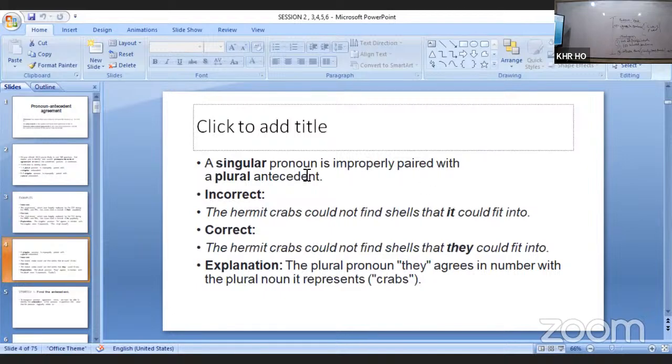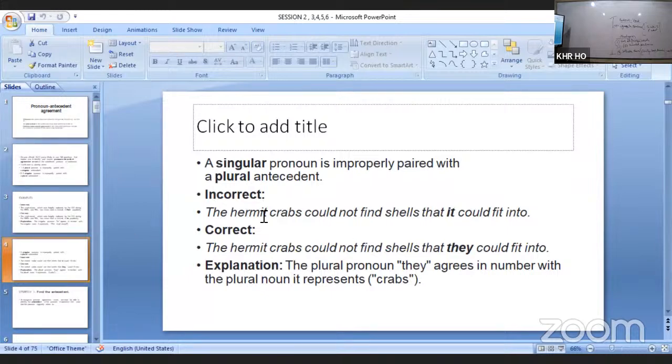Okay, so look over here. You can see, hermit crabs could not find shells that it could fit into. Why am I using "they"? Why am I not using "it"? Because it's crabs. We're not going with the hermit. Very good, because we're going with crabs.